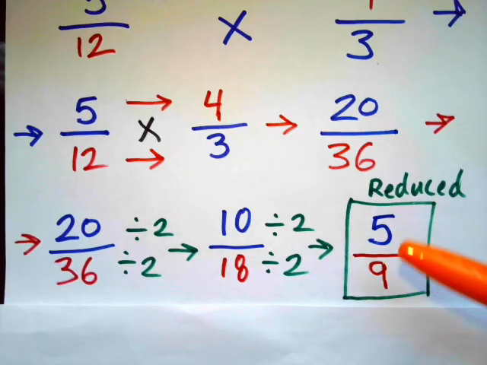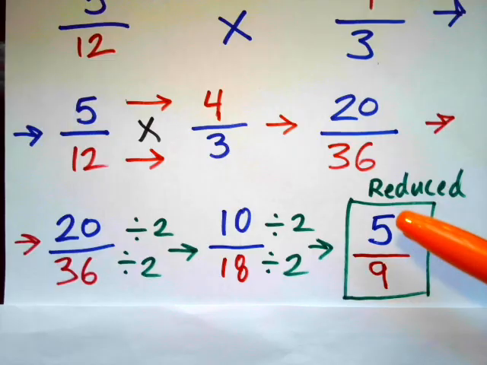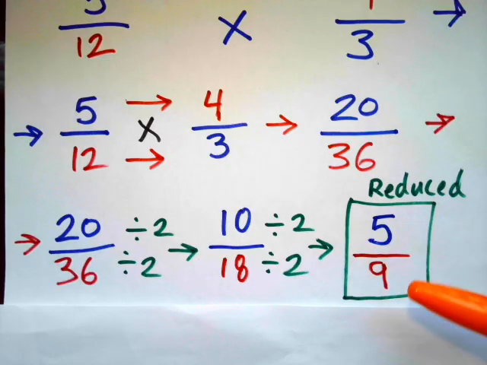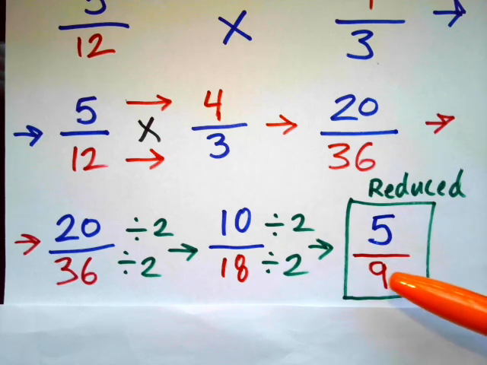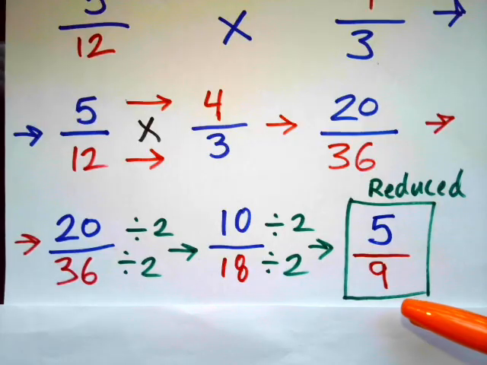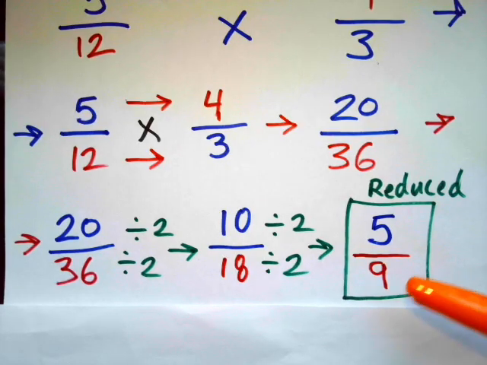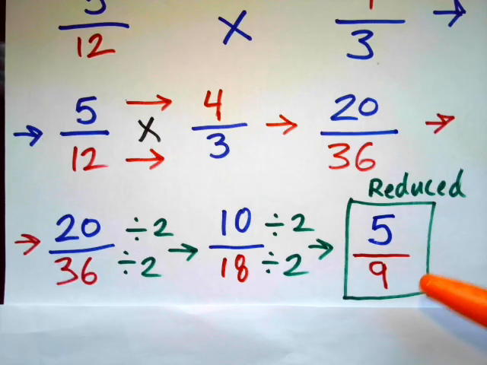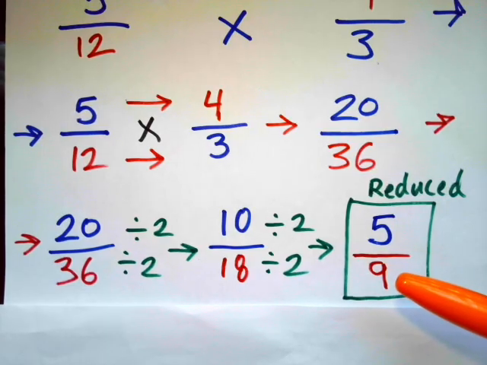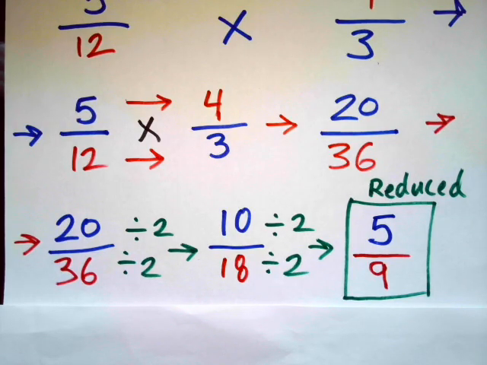Is there another number here that I could divide into top and bottom, other than 1, that leaves me with a remainder of 0? No. 2 won't go into 5 evenly. 2 won't go into 9 evenly. 3 won't go into 5 evenly. 3 will go into 9 evenly, but I have to do it to both the top and the bottom. 4, no. 5 will go into 5, but 5 will not go into 9 evenly. This fraction is reduced. You must reduce all of your fractions.